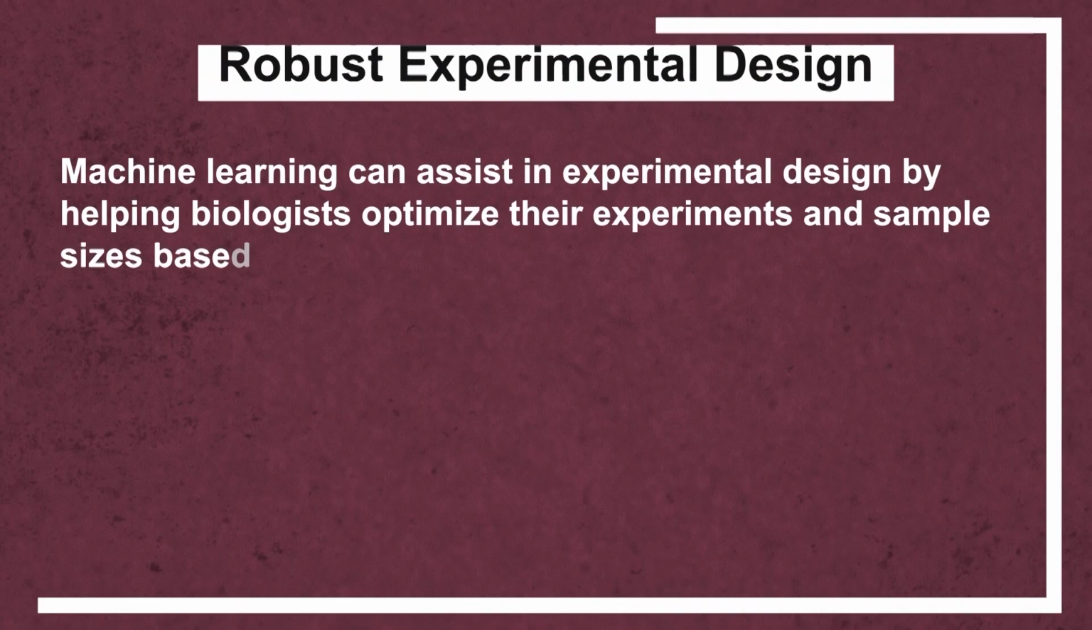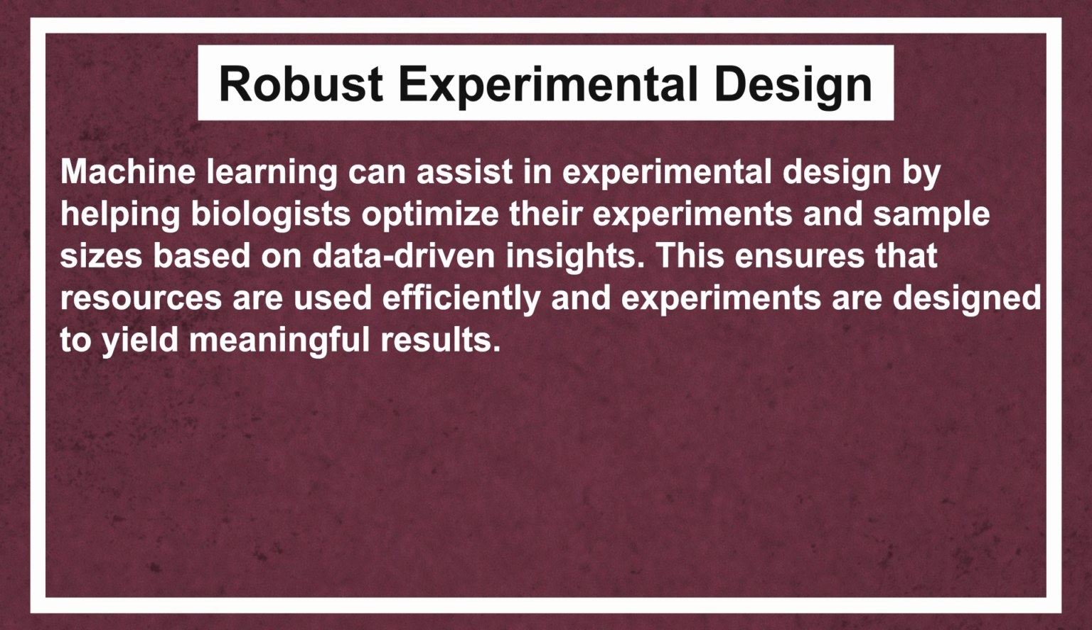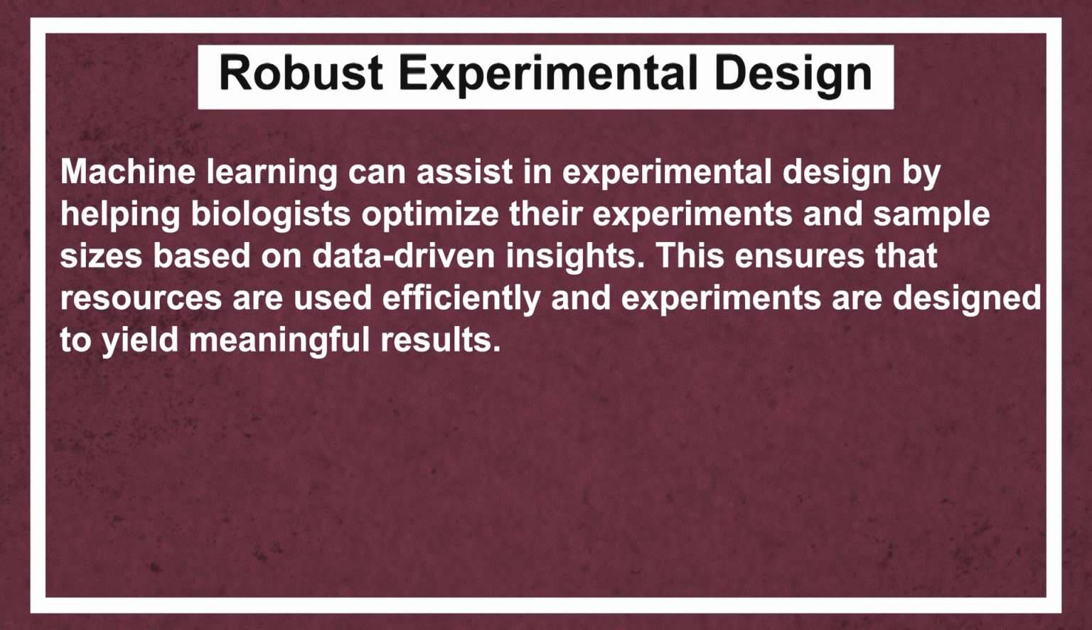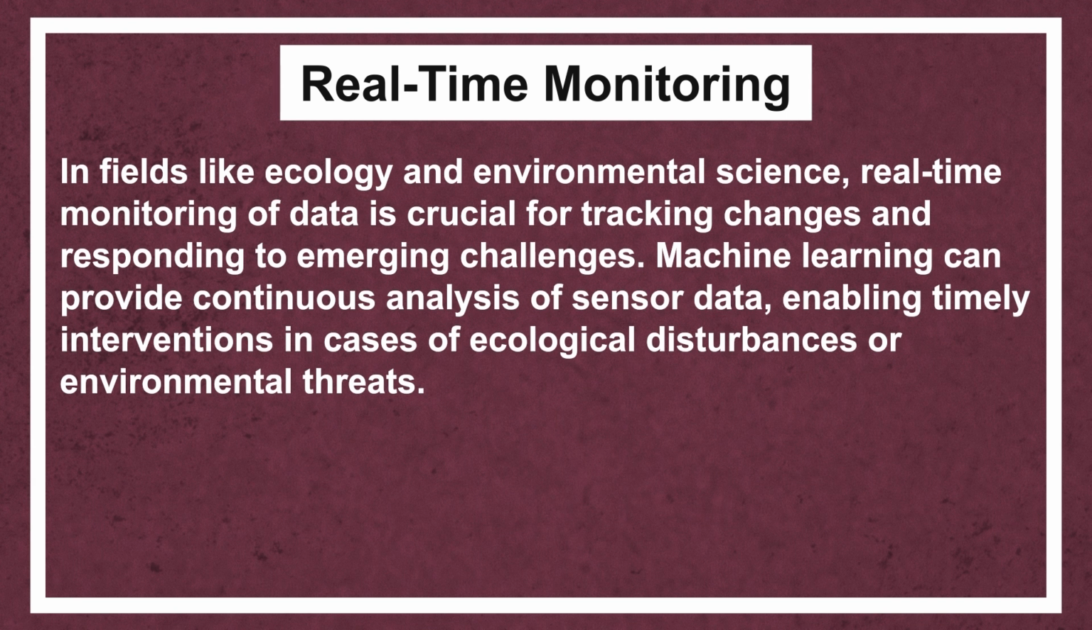It can assist in experimental design by helping biologists optimize their experiments and sample sizes based on data driven insights. This ensures the resources are used efficiently, and experiments are designed to yield meaningful results. In fields like ecology and environmental sciences, real time monitoring of data is crucial for tracking changes and responding to emerging challenges. Machine learning can provide continuous analysis of sensor data, enabling timely interventions in cases of ecological disturbance or environmental threats.